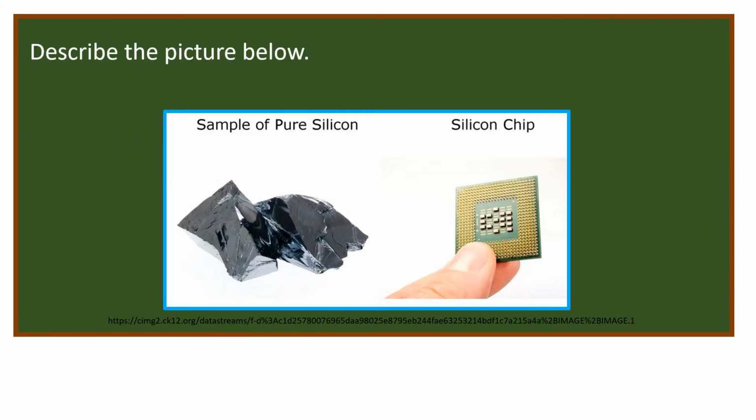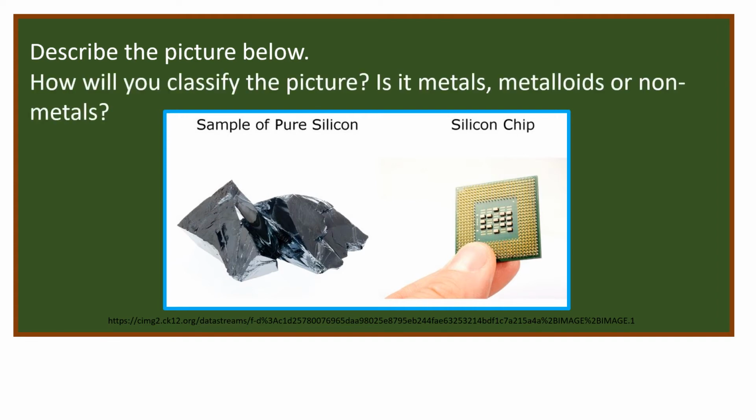How about this picture? What can you say about the picture? How will you classify the picture? Is it metals, metalloids, or nonmetals? This silicon chip is found in our gadgets also, and it is an example of metalloids. Very good.